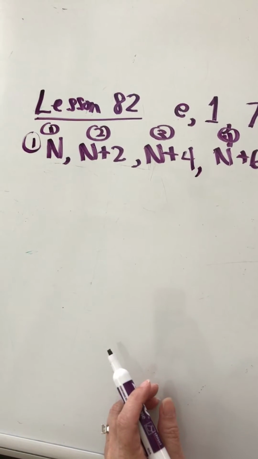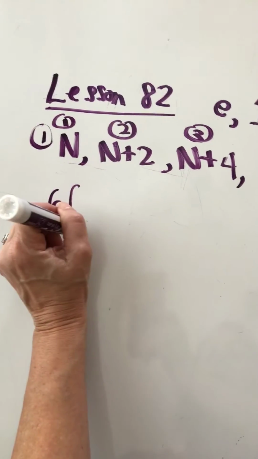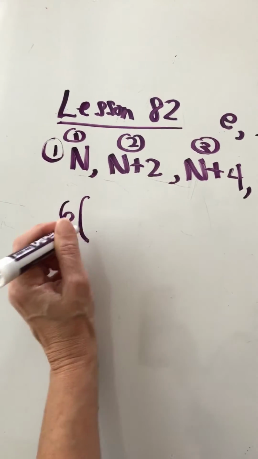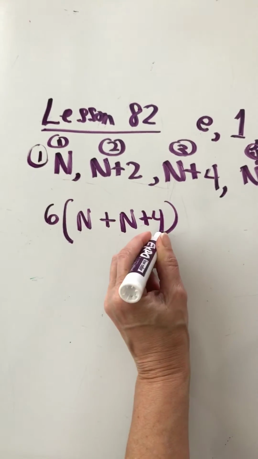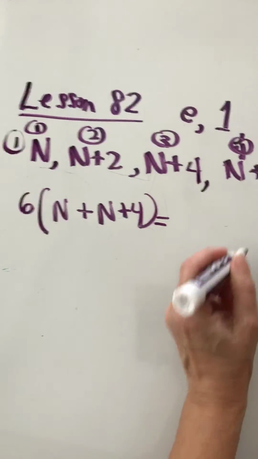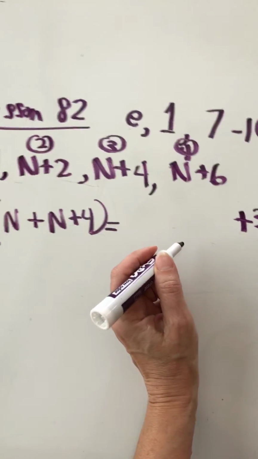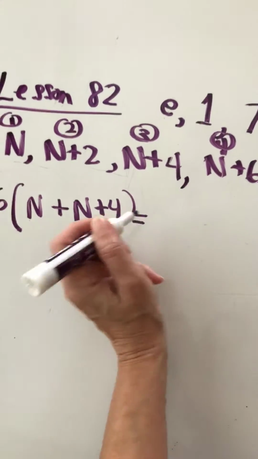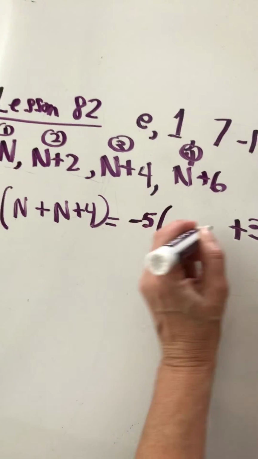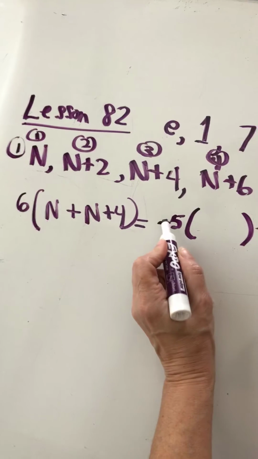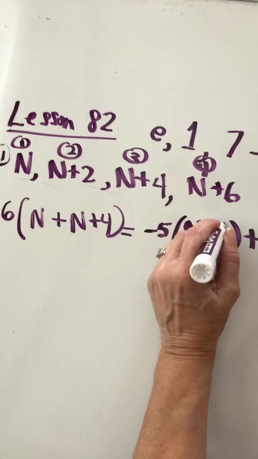Such that 6 times the sum, remember we open a bracket, times the sum of the first and the third, the first one is n, the third one is n plus 4, equals 3 more, remember we add our 3 back here, then 5 times the opposite. When it's 5 times the opposite, I'm going to say it's -5 because negative means the opposite. So we're multiplying by -5 the opposite of the fourth, which is n plus 6.